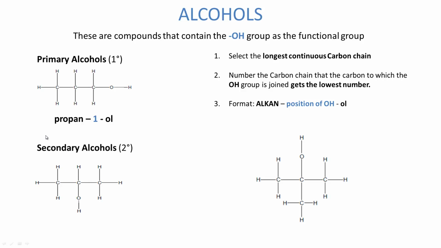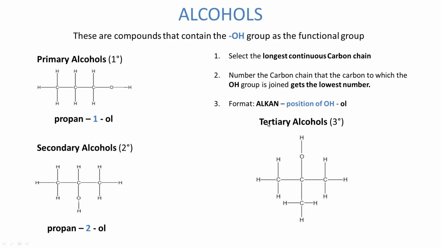Moving on to the second one, this is a secondary alcohol, which is when the carbon is joined to two other carbons and the functional group. So this is propan-2-ol, which you can see is joined to the second carbon, so it's 2, and there's an ol because it's OH.